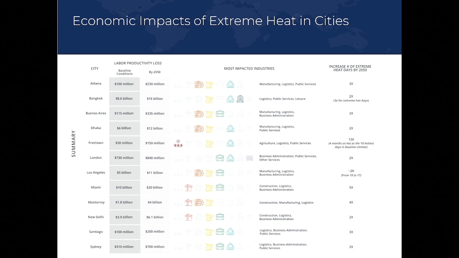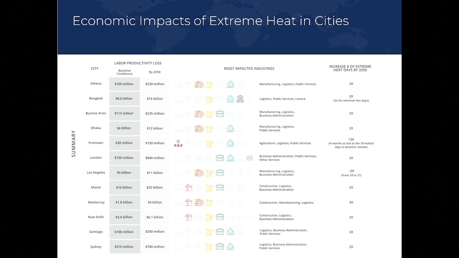The text here might be very difficult to read unless you look at the screen closest to you, but I just want to make the case here. This is a report that we put out a few years ago focused on the impacts of heat to a number of cities, and you'll see that a number of these are coastal cities, the majority. And this is just the loss in labor productivity. This doesn't count impacts to infrastructure.